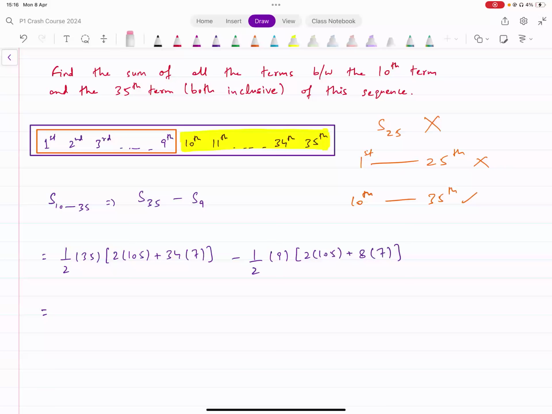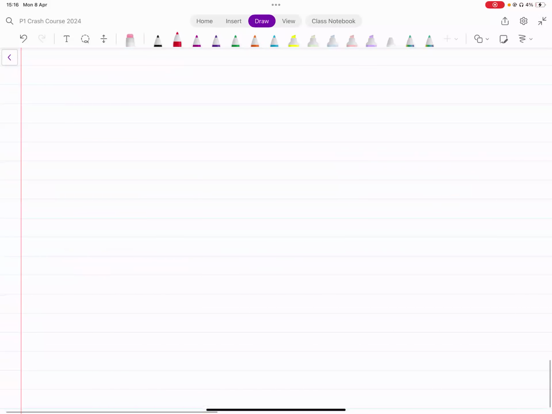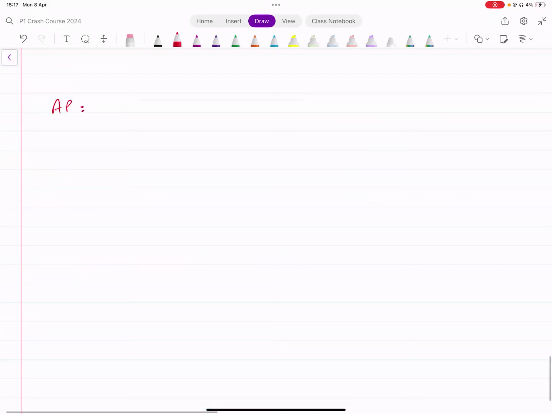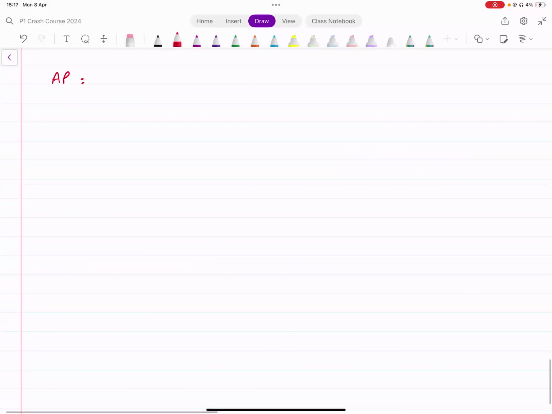Okay. Now, one last thing that we need to know about arithmetic progressions. Sometimes you will see a case like this. You'll have an AP in which, let's say, you have 3 terms like this: x, 25, 32. And you're supposed to find the value of x.